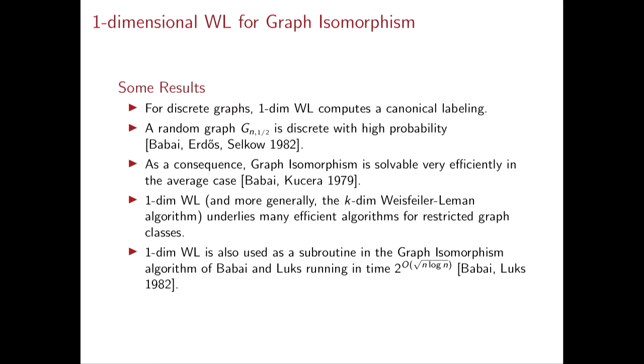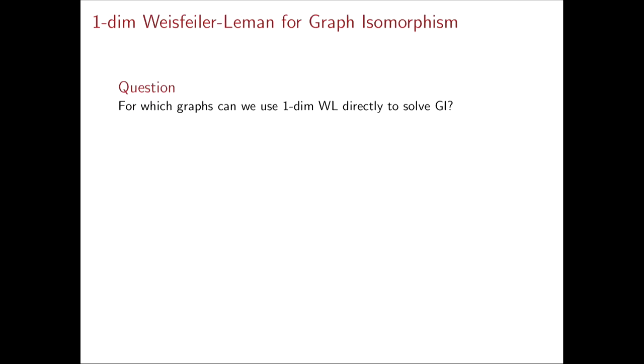And for a long time, the best algorithm for graph isomorphism had running time 2 to the power square root of n log n. That was due to Babai and Luks in 1982, soon after the bounded degree graph isomorphism algorithm. And that uses the one-dimensional procedure as an essential part of it. It's a combination of some permutation group theory and the Weisfeiler-Lehman procedure. I won't be able to get into details, but it's easy to read up and understand if you're interested.